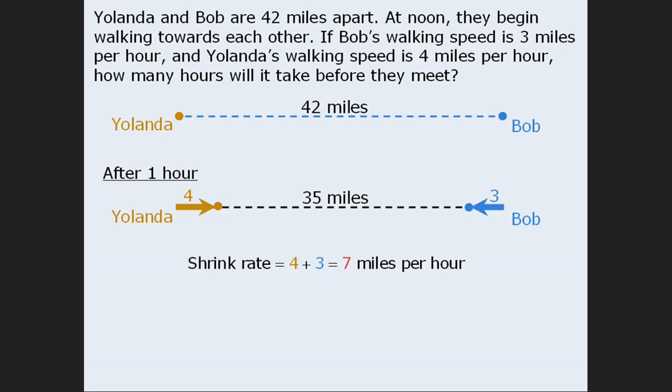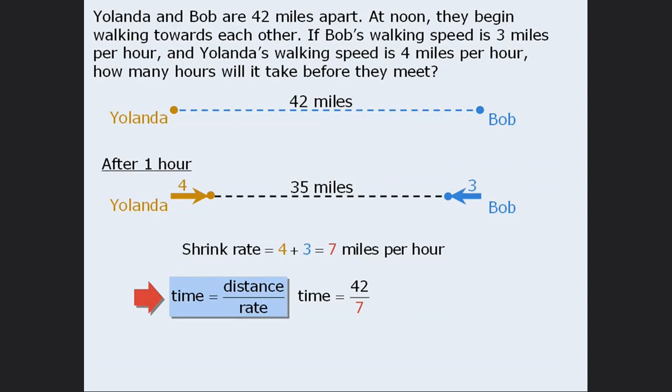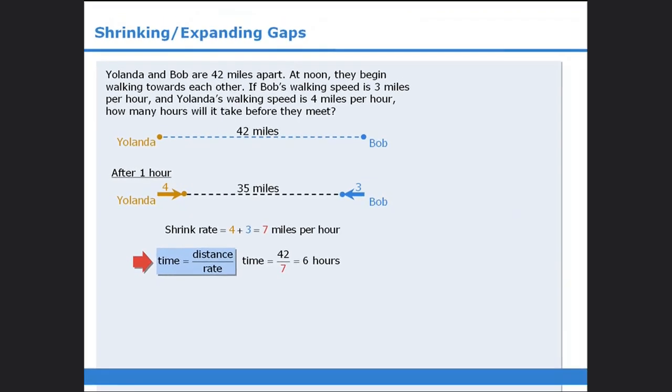Now our goal is to determine how many hours it will take for them to meet. So if Yolanda and Bob were 42 miles apart when they began walking, we want to know the time it will take for the distance between them to shrink from 42 miles to 0 miles. To calculate this, we will use the time formula. So the time will equal the original separation distance of 42 miles divided by the shrink rate of 7 miles per hour. This equals 6 hours, so it will take 6 hours before Yolanda and Bob meet.